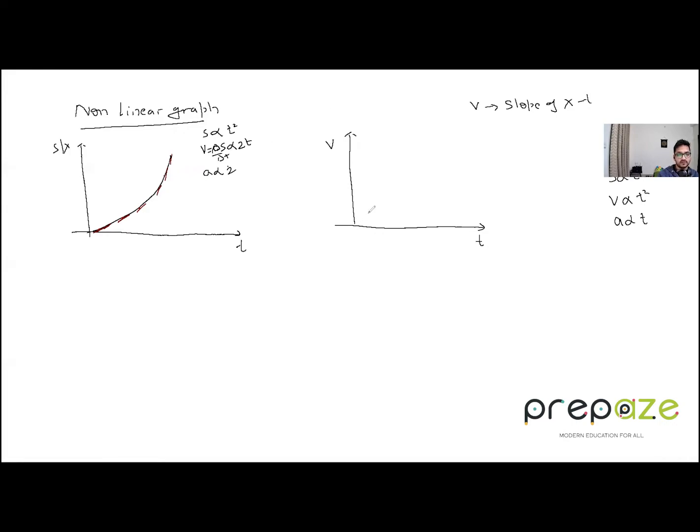If I want to draw the velocity time graph, it will be something like this. It is in the positive direction. Why? Because the particle is going away from the origin. It is going away from the origin, right? That's why it is in the positive direction and the velocity is increasing. How do you see the velocity increasing? Because the slope is continuously increasing. All right, so this is the first type of graph.